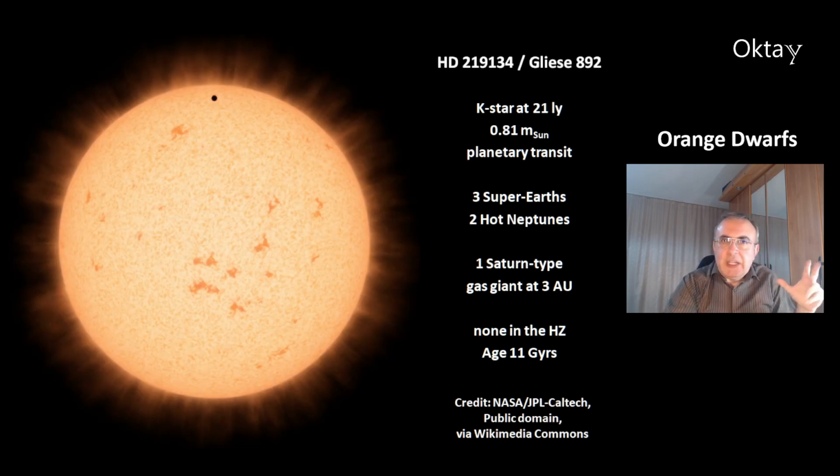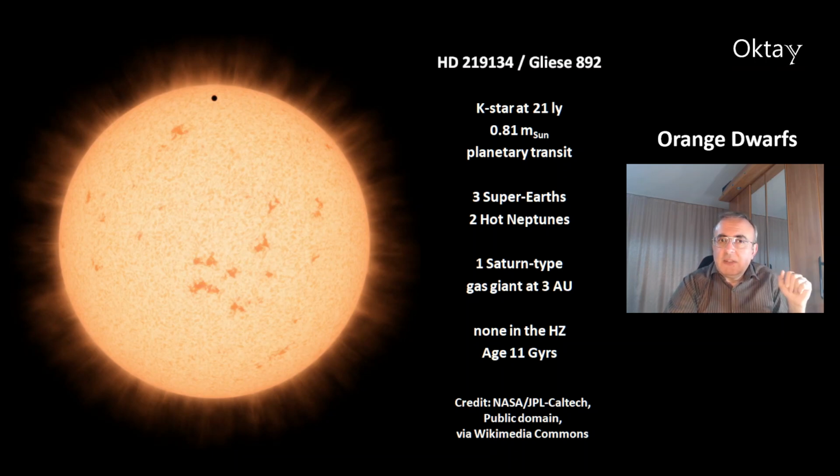This is another system, HD 219134, Gliese 892. It's a K-star at 21 light years distance. It has 81% of the sun's mass. You can see in this picture the planetary transit. And this system has also 6 planets, 3 super-Earths, 2 hot Neptunes, and further out a Saturn-type gas giant at 3 AU. But none of these 6 planets are in the habitable zone.